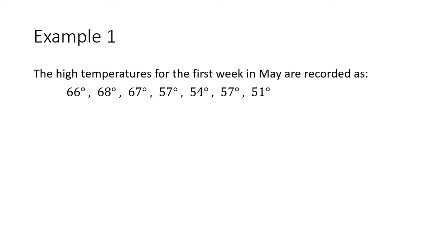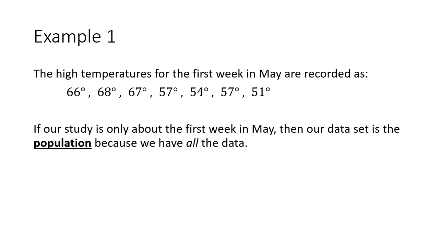So for example, here are the high temperatures for the first week in May. All right, and we can see that we started with 66 degrees and so on. So again, what's going to be important is defining what our study is actually covering first. Now, if our study is only about the first week in May, then our data set is the population because we have all of the data.